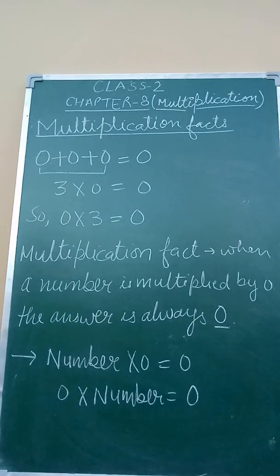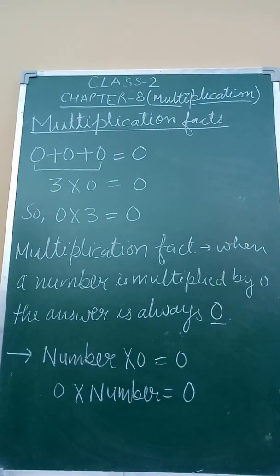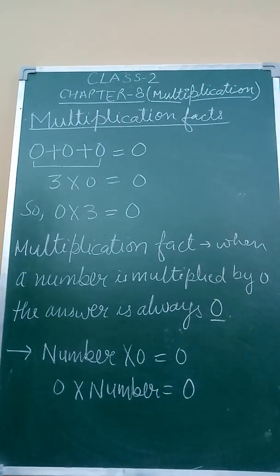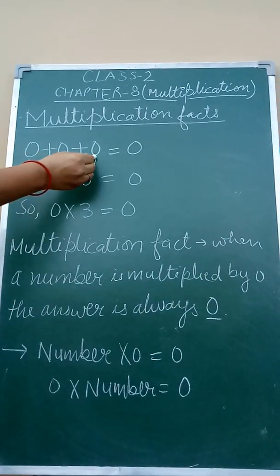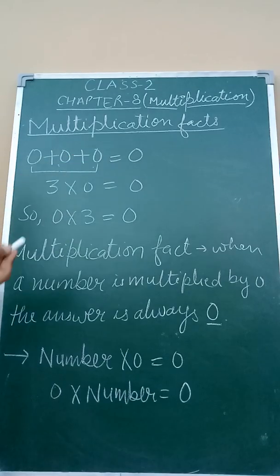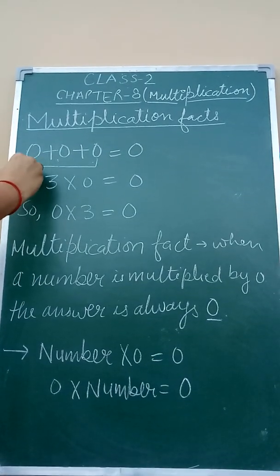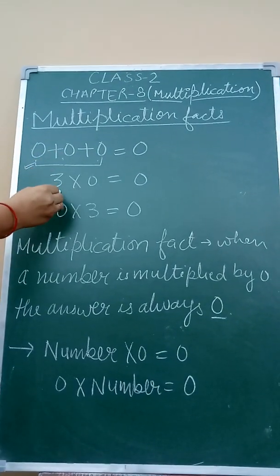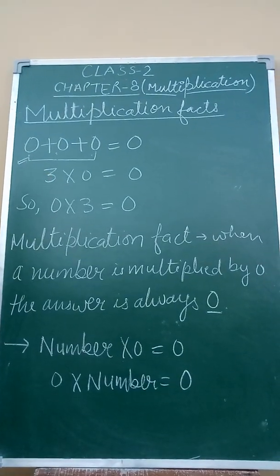Students, another multiplication fact is multiplication by 0. So let's take an example. Suppose I have a group of 3 zeros. When we add, the answer is 0. And this is a multiplication fact. So this is addition. How can you write it in multiplication?